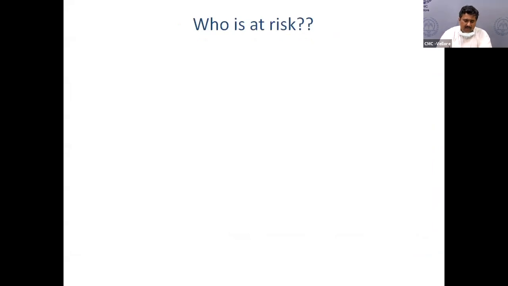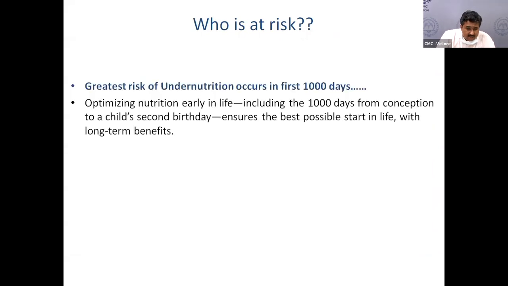So why are we talking about this age group, that's under 5? The reason being, the risk of undernutrition occurs in the first 1000 days. Usually it's from the date of conception to the child's second birthday. Again, the importance is the intervention there. If you start intervention, it has long-term benefits.